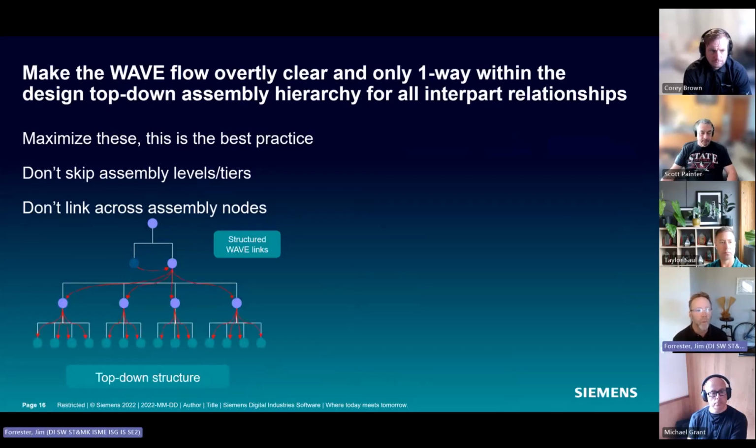Make the wave flow overtly clear and only one way with a top-down design assembly hierarchy of all interpart relationships. You want to maximize these. It should look like a nice waterfall flow of wavelengths through the hierarchy. Best practice, don't skip levels. Don't go from here to here. Don't link across assembly nodes. So don't go from this to over here.